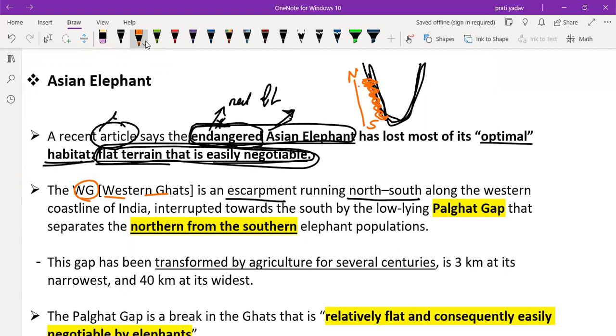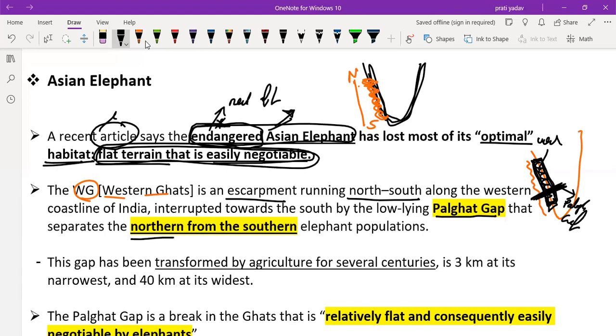This is a map of India, so here is the western coastline. Along the western coastline, the escarpment region running north to south is called the Western Ghats. This black part is the Western Ghats. This Western Ghats is interrupted toward the south by the low-lying Palghat Gap. The Western Ghats is interrupted here by the low-lying Palghat Gap.